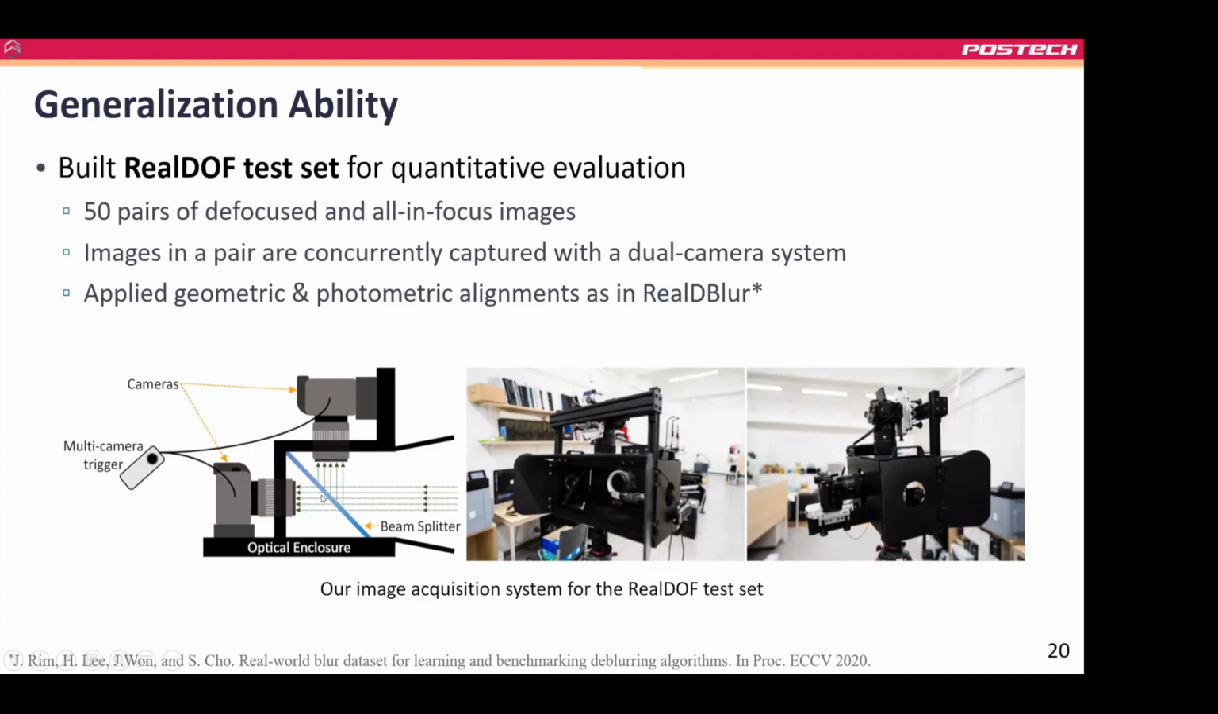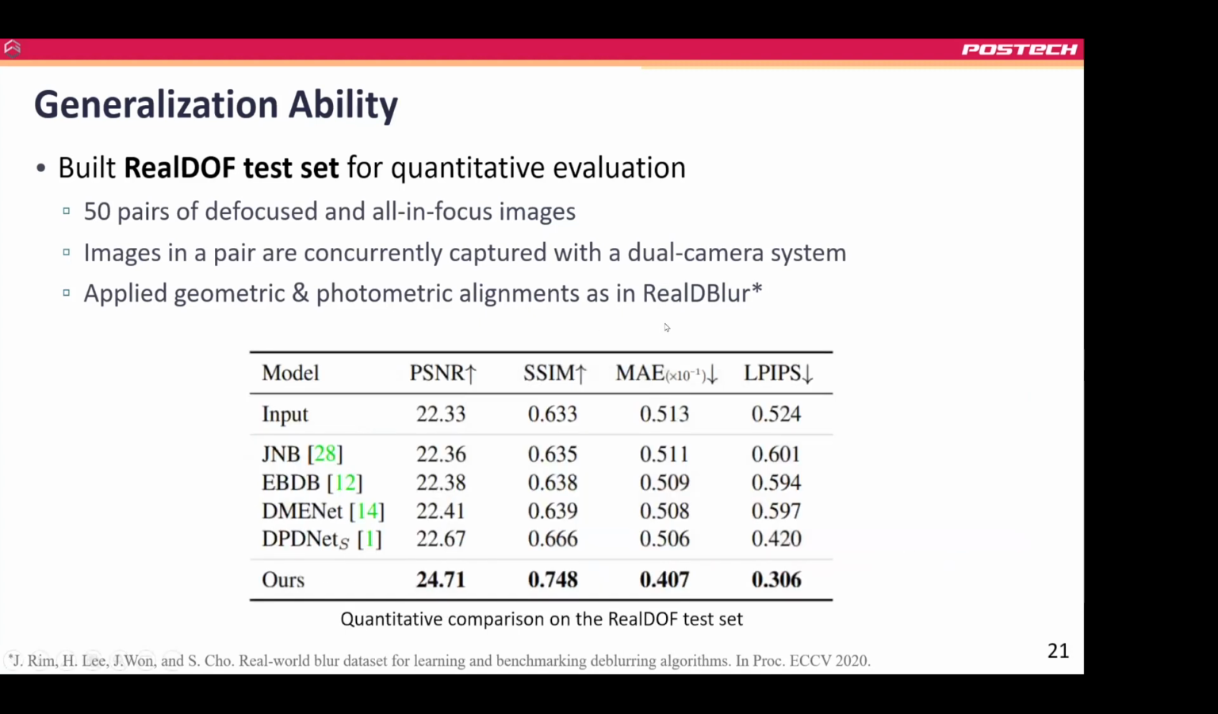Here we have this dual camera system. We have a beam splitter, and the input light is split into two parts, and we have two cameras. One captures the ground truth, and the other captures the defocus blurred image. Then this is another picture, and here we have the test set. When we use this test set for previous methods and ours, we can see that ours works best in terms of PSNR, SSIM, and some other measures.